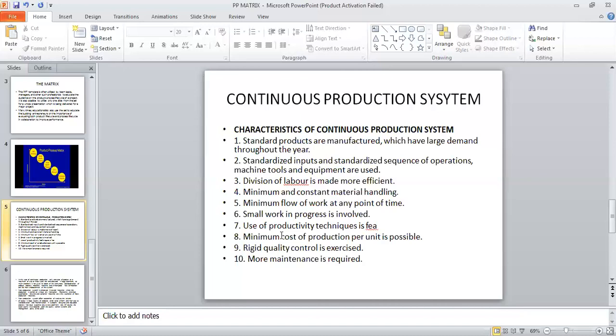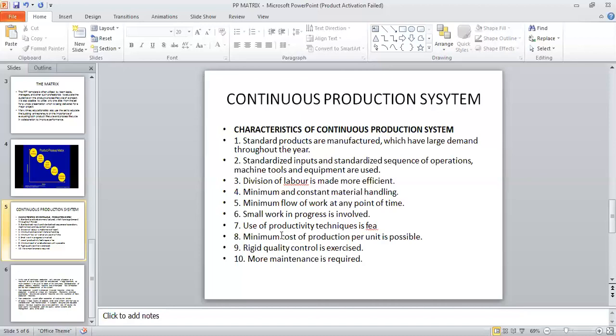Small work on processes means the goods are being transferred very smoothly, the work is being done, and there is a minimum cycle time, right? So minimum cost of production may be possible, no doubt, but here we follow rigid quality control. Here we need less supervision. Here we need less trained personnel because variety is not needed.